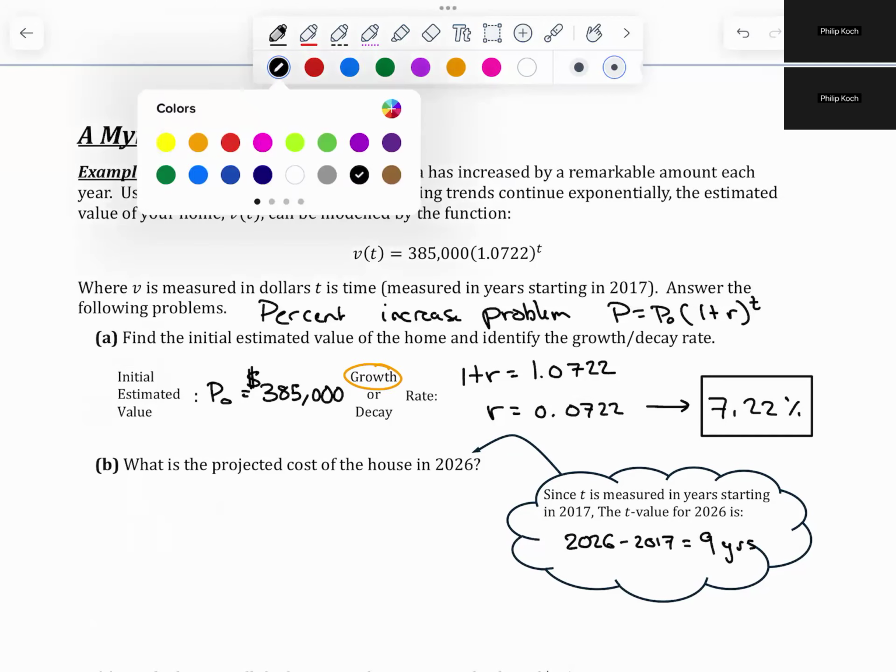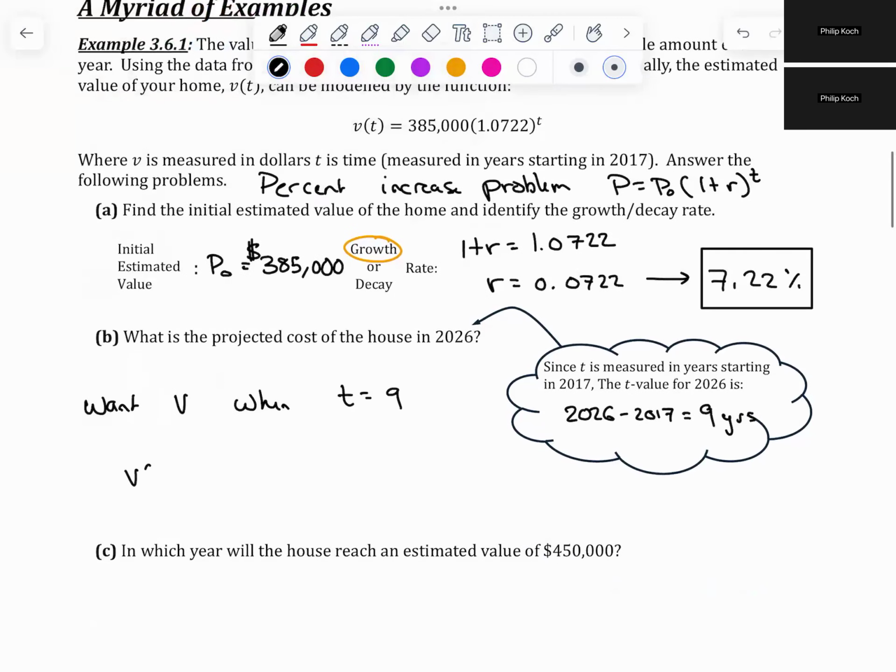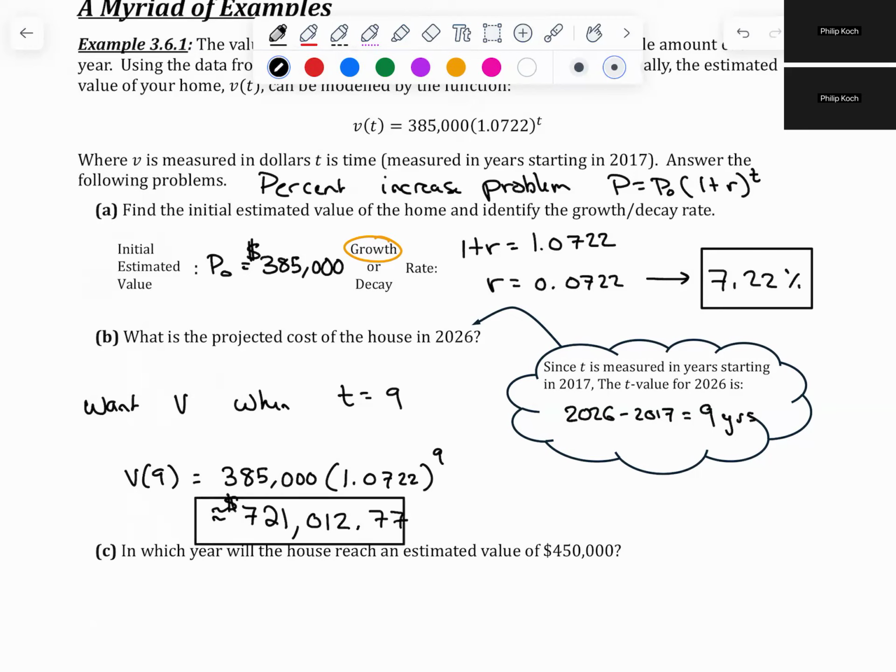So what we're really trying to find here is V when T is equal to 9. So V of 9 is 385,000 times 1.0722 raised to the 9. And let's plug that into our calculator. 385,000 times 1.0722 raised to the 9th. We get a whopping total of $721,012.77 if we round to the nearest 2 decimal places, which makes sense.